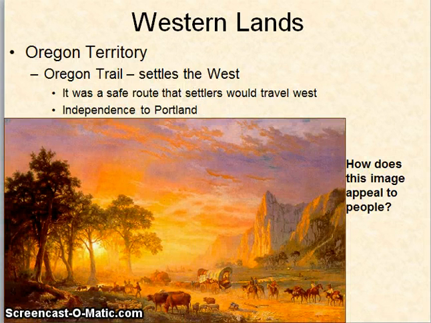So when we're moving west, we're going to get the Oregon Territory. The Oregon Trail is going to help us get out there. And remember, the Oregon Trail is founded by Lewis and Clark with the help of Sacagawea. And the trail is safe, and it's going to help settle the West. So it's a safe route, and you start in St. Louis, Missouri, and you move out all the way to Portland. So what it is basically is just a nice safe pass that allows everybody to travel together.